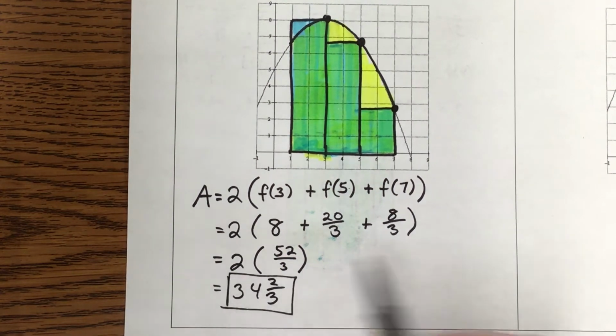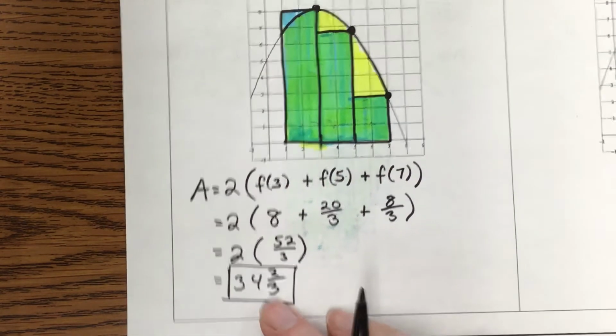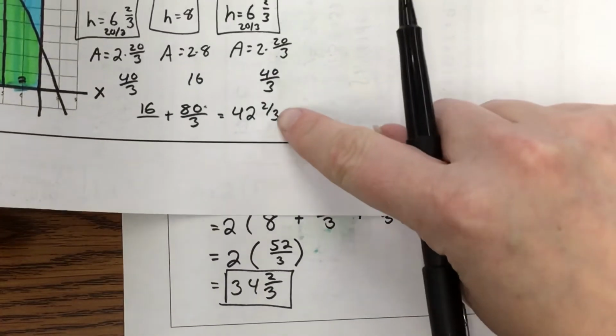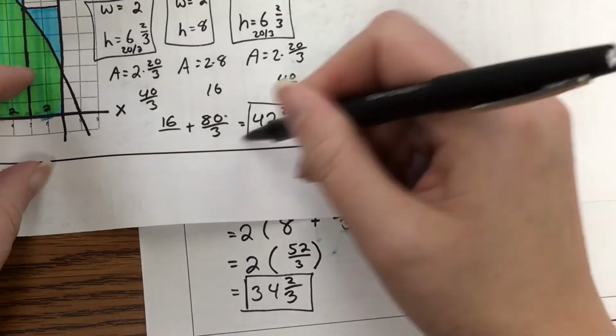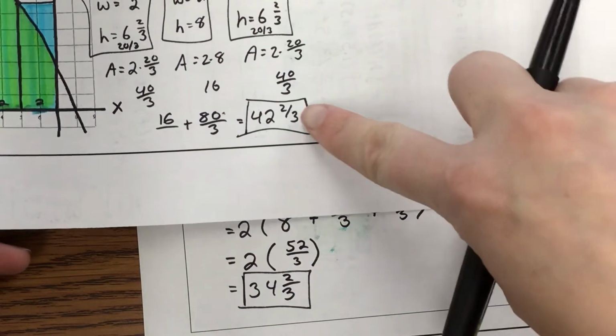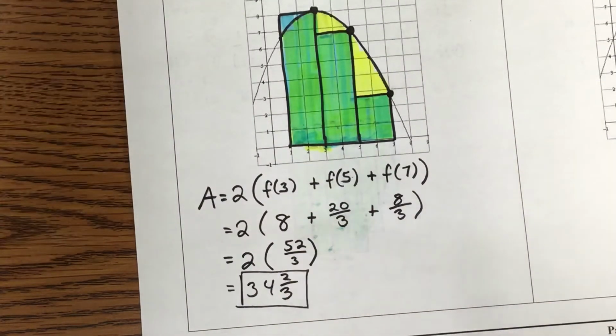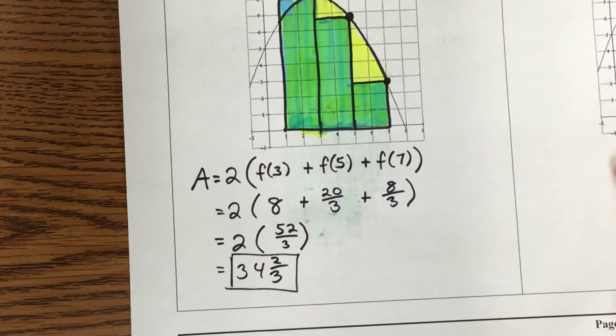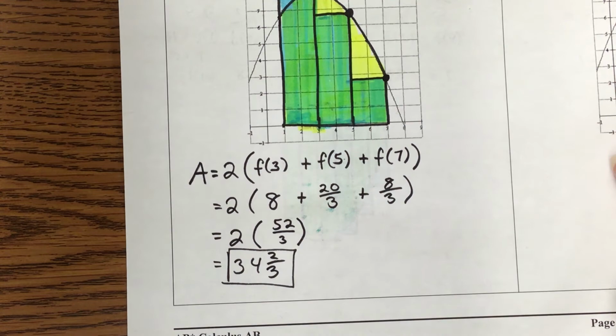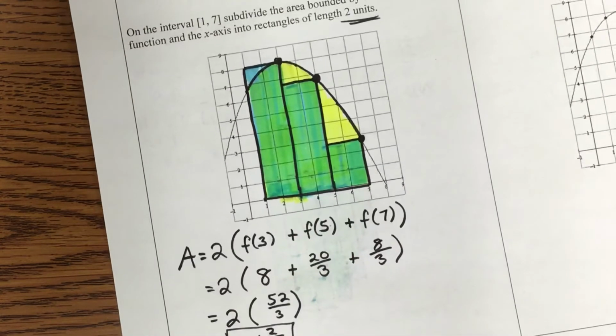Yay. Okay, we should notice that 34 2/3 is below what we got for the first one, which was 42 2/3. That was an over approximation. This one was an under approximation. Okay, we can do the same thing with the right-hand Riemann sums. I'm going to go ahead and let you do that one if you want to. And same thing with approximation 6, which has length 1/2.